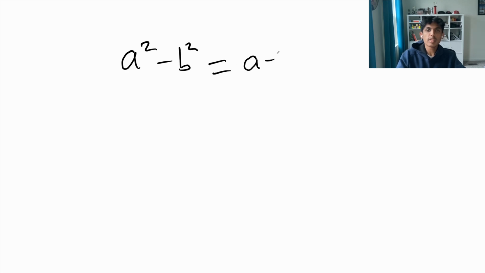Okay, so now we're going to start moving into clever factorizations. So first we're going to start with the difference of squares, which is just a squared minus b squared equals a minus b times a plus b.